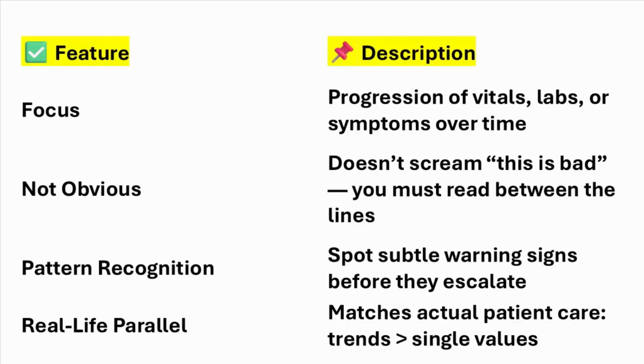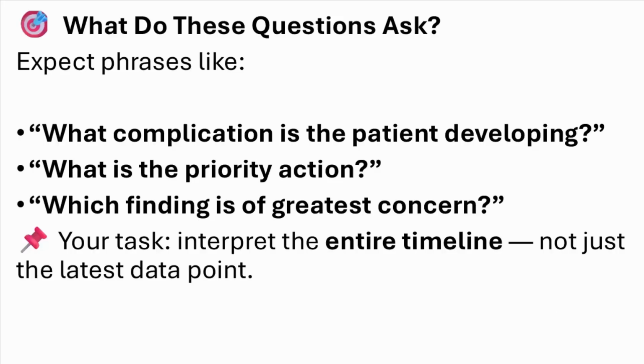Why are they important? Because anyone can look at a BP of 70/40 and say, uh-oh. But a great nurse sees it dropping from 118 to 106 to 94 and says, we need to act before this becomes an emergency. This is pattern recognition, and it's the heart of trend questions. What they usually ask: they might say things like, what complication is this patient developing? Which action is most appropriate based on the trend? Which finding is of greatest concern? Your answer must come from interpreting the entire timeline, not just a single value.